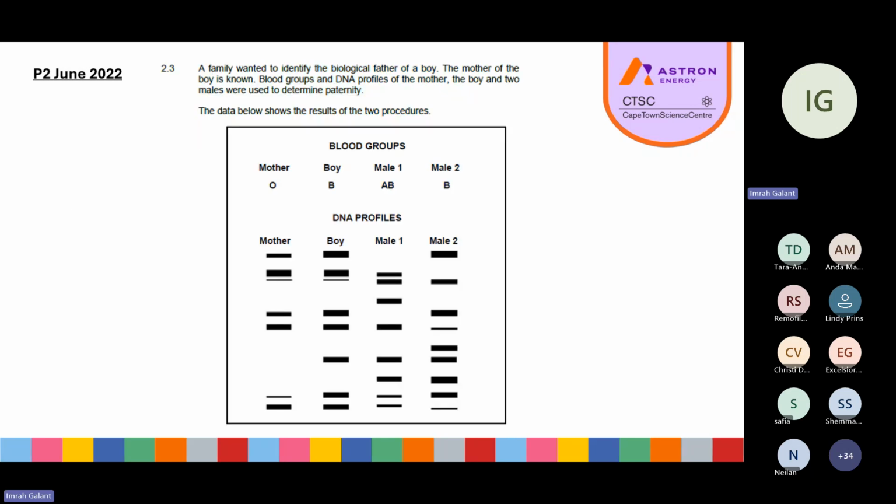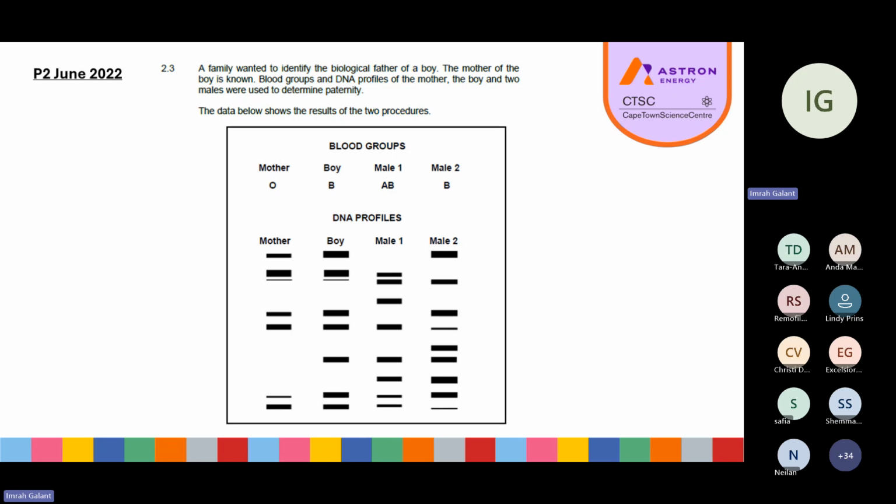So let's just quickly go back to this diagram over here, just to explain it. Okay, so with DNA profiling, you basically are determining the paternity of the child. So in order to determine who is the father of the boy, we're going to look at the bands of both male 1 and male 2, as well as the bands of the mother.